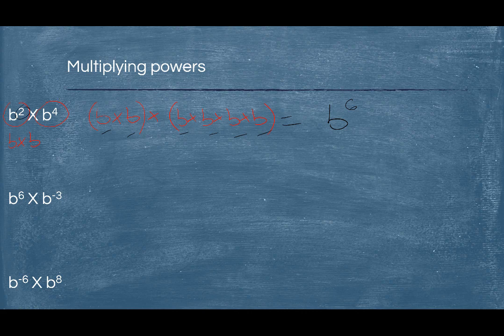Now, if you look at the 2 and the 4 that came b to the power of 6, that's essentially the exponent law. When you're multiplying like bases, what do you do with the exponents? You add the exponents. All right. Likewise here, b to the power of 6 is b times b times b times b times b times b. Is that 6? 1, 2, 3, 4, 5, 6. Yep.